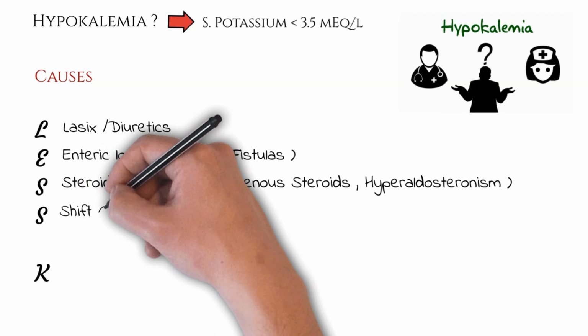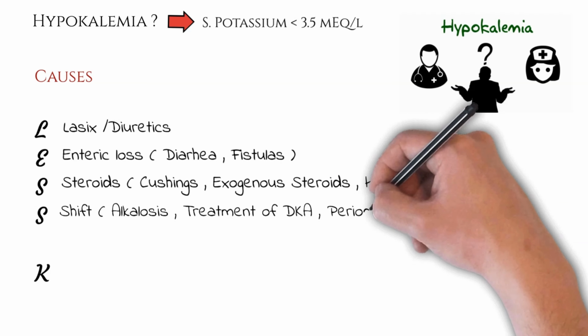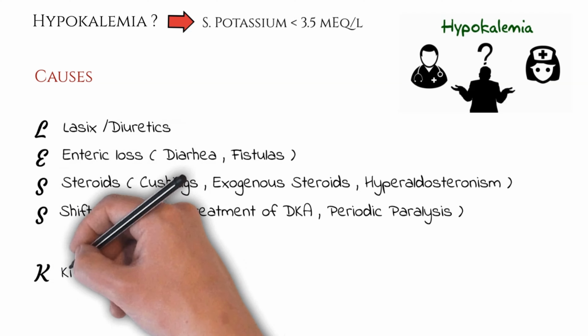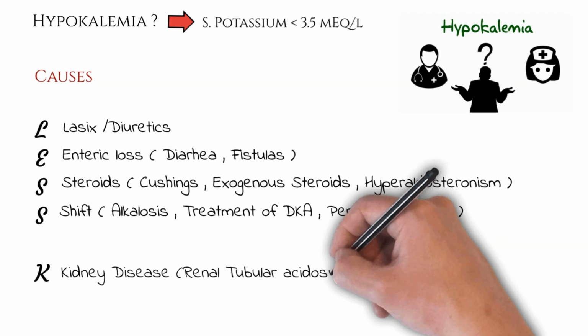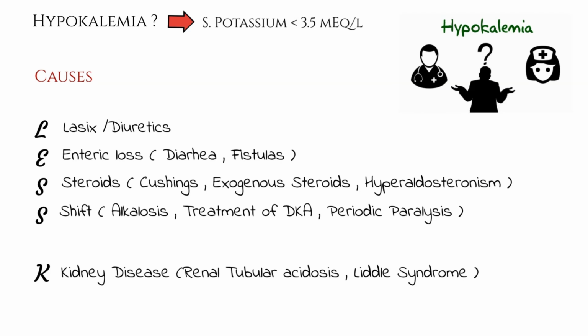Now comes the S, which stands for the shift, as in cases of alkalosis, treatment of DKA and periodic paralysis. In cases of alkalosis, there is an increase in the body pH, which means the hydrogen ion is less. So the hydrogen potassium pump will be activated, which will exchange the hydrogen for the potassium. So there will be a decrease in the potassium here. And in treatment of DKA, there is usage of insulin, which also decreases potassium. And also kidney diseases such as renal tubular acidosis and Liddle syndrome. So all these are the causes of hypokalemia, which will cause a decrease in the potassium to less than 3.5 milliequivalents per liter.